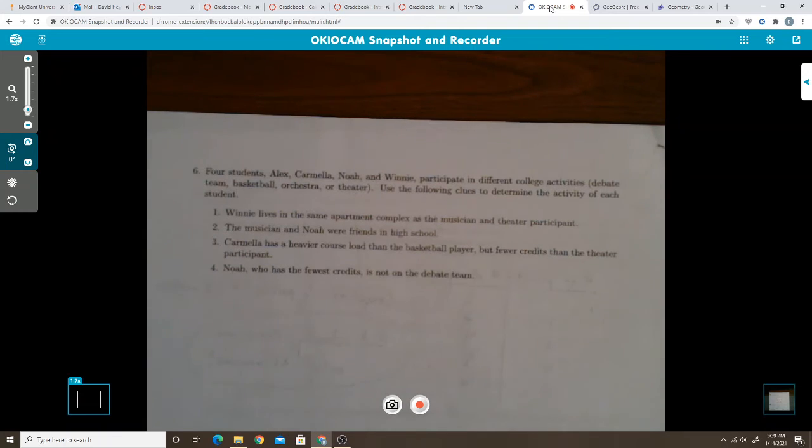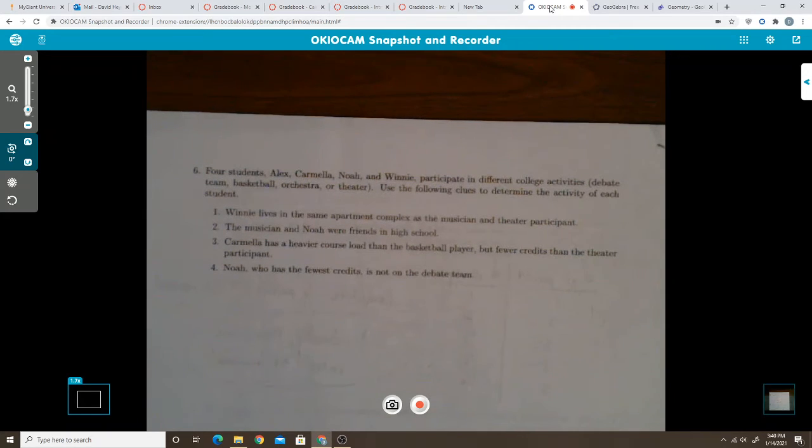So the clues are, Winnie lives in the same apartment complex as the musician and theater participant. Okay, so we know that Winnie is not the musician or the theater participant. Clue 2 says the musician and Noah were friends in high school. So Noah's not the musician. Clue 3, Carmela has a heavier course load than the basketball player, but fewer credits than the theater participant. And then Noah, who has the fewest credits, is not on the debate team.